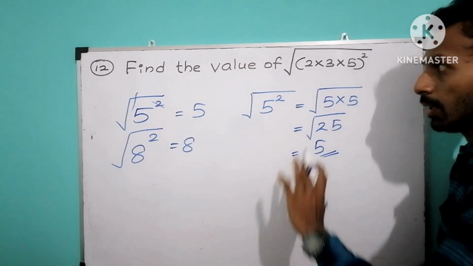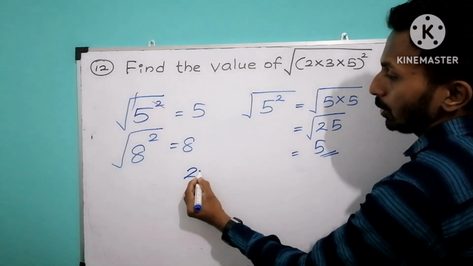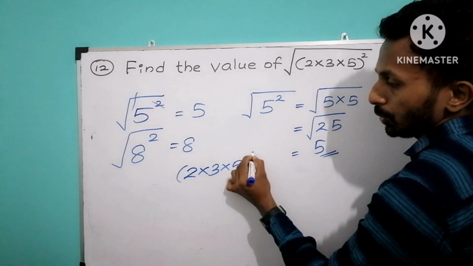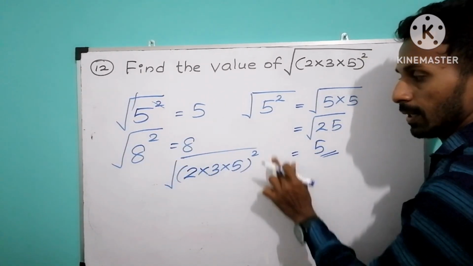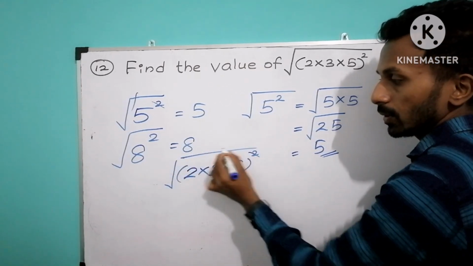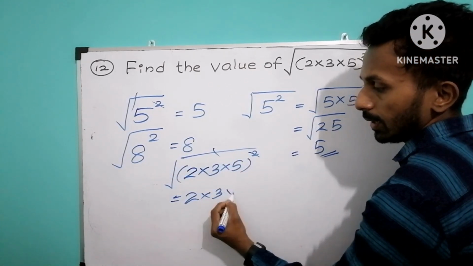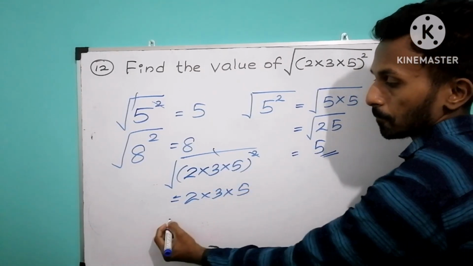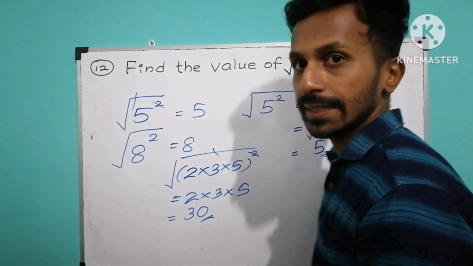Okay. Then I will take my question 2 into 3 into 5 power 2 and square root. Then here we can cut power 2 to square root. The answer is 2 into 3 into 5. 2 into 3, 6. 6 times 5, 30. This is your answer, 30.